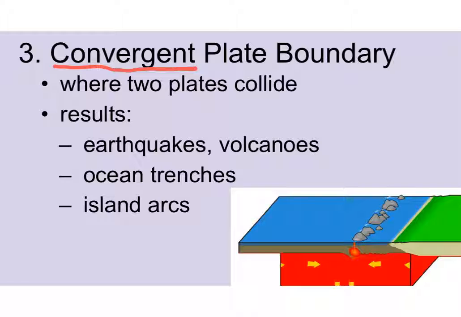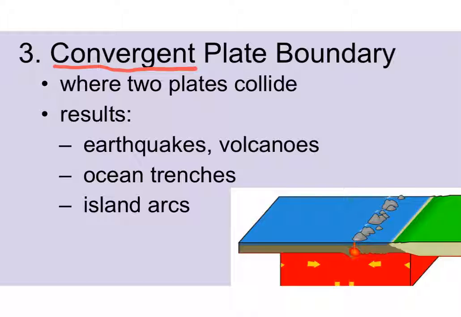Now, collide is kind of a bad term because when we think of a collision, we think of two things colliding together very quickly, right? Like cars, making a collision. And as we know, these plates are not moving very quickly. So how can we really say they're colliding together when they're moving so slowly? But nevertheless, they are two plates that are coming together.